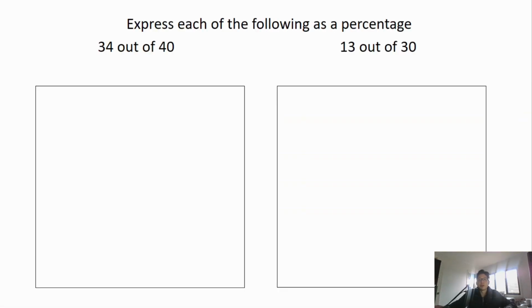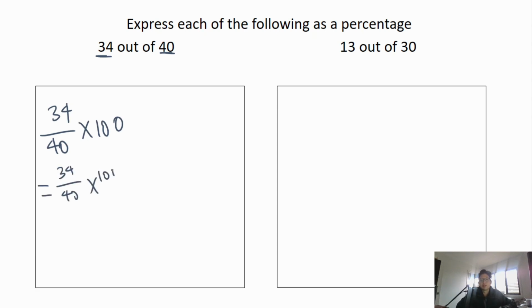Alright, so now let's go through a couple of questions with these key ideas. We have 34 out of 40. Remember, we write the part amount as the numerator and the whole amount as the denominator, so it'll be 34 out of 40. Then we multiply by 100 to get that as a percentage. So let's work through that. That's the same as 34 over 40 times 100 over 1.